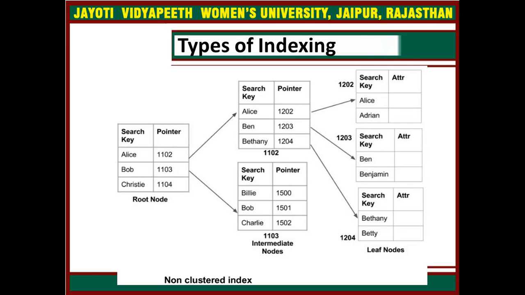Now you see here, this is a non-clustered index in which you see the search key and the pointer. This is the root node, divided into two children, and these are the intermediate nodes. Then further it is divided into three other different leaf nodes.